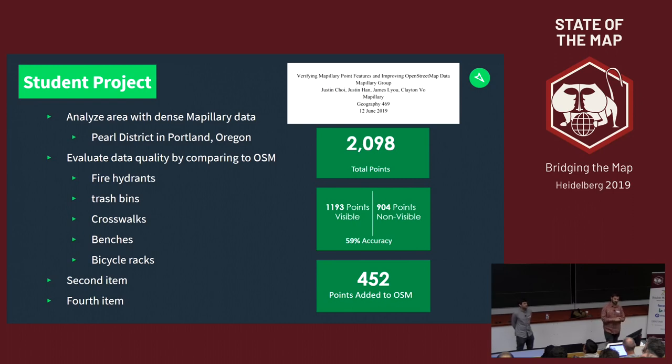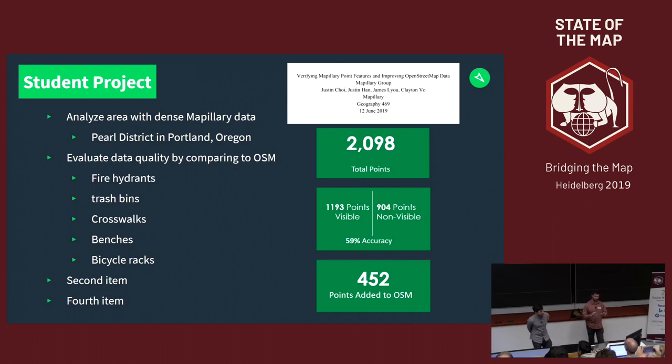And what we wanted to do was take the data that Mapillary had detected and compare it to what was already on OSM to see what matched up, as well as see what was valid data that could be added to OSM and improve it. And finally, see what data was either a false negative or just a duplicate that wasn't actually useful in improving the map. So the specific project was called Verifying Mapillary Point Features and Improving OpenStreetMap Data. And the total number of points that came out of Mapillary were just over 2,000.